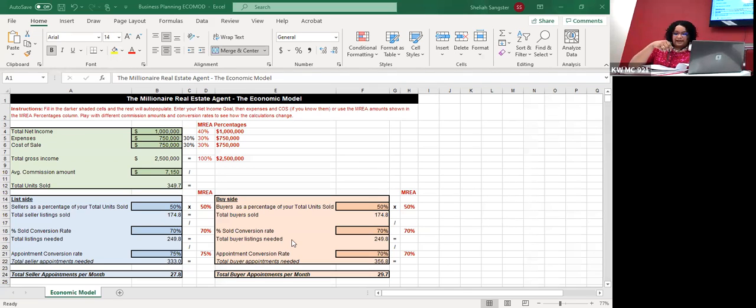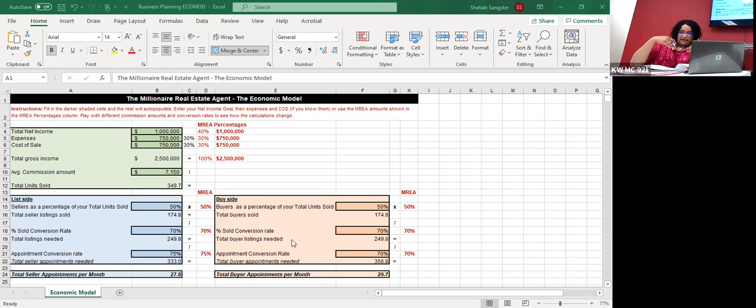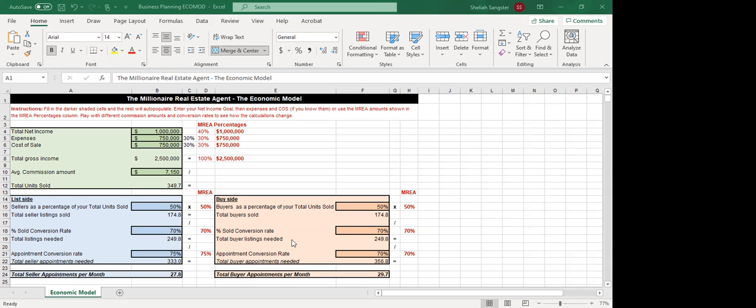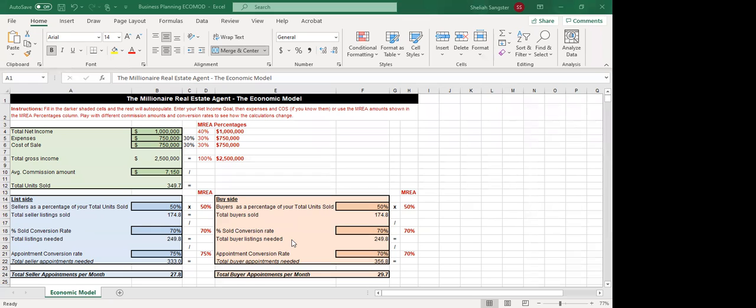So the economic model is pretty straightforward. And here's the math, how this is all calculated. You're going to have a buyer side and a seller side. On the buyer side, you multiply the number of buyers sold by your average sales price to get your buyer sold volume. Then multiply that number by your average commission, which is usually about 2.85% for our area.